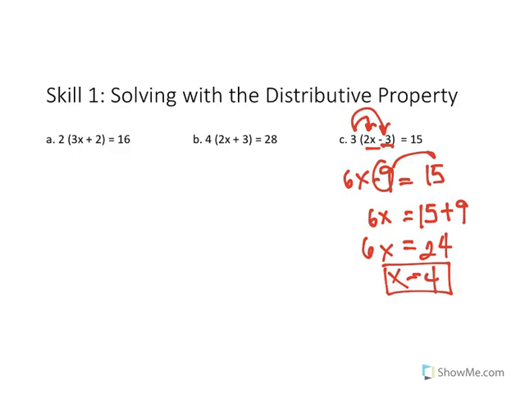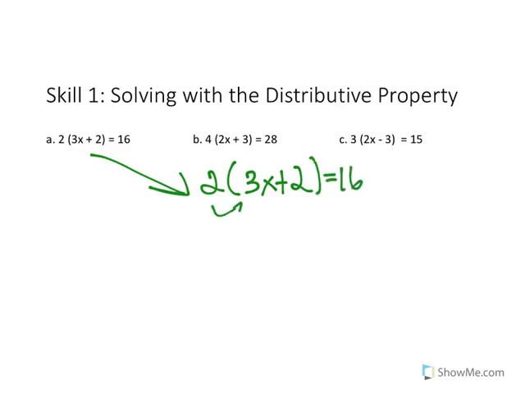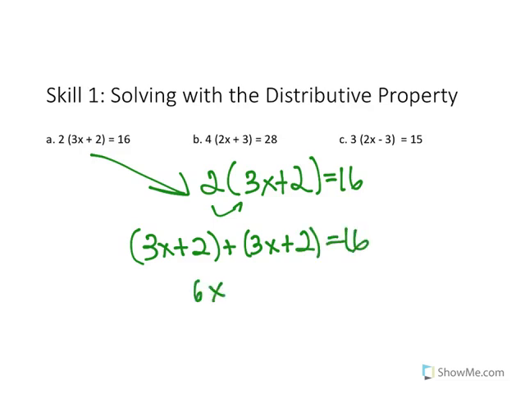Now, just one note about what the distributive property means. I'll take this one as an example. So we have this problem, 2 times 3x plus 2 equals 16. What this really means is I have two sets of this. It really means 3x plus 2 plus 3x plus 2 equals 16. So that really becomes 6x plus 4 equals 16. You can solve it like that as well.